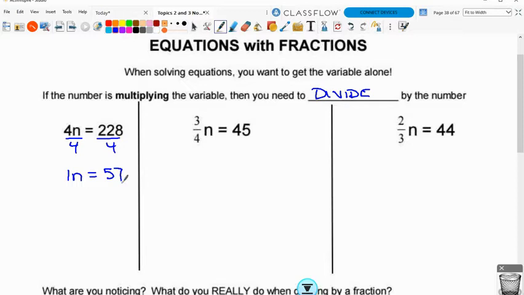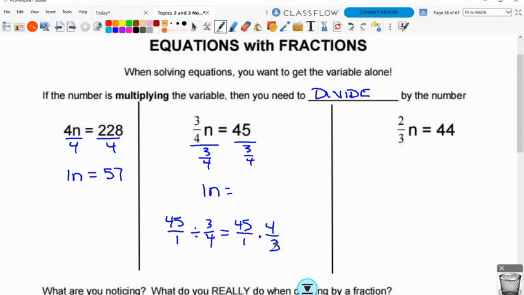In our middle example, 3/4 n equals 45. 3/4 is multiplying n, so in order to get n all by itself, I'm going to have to divide by 3/4. And if I do that on the left, I'm going to do the same thing on the right. On the left-hand side, 3/4 divided by 3/4 is 1, so this is just 1n. To do 45 divided by 3/4, I'm going to make 45 a fraction. Remember, dividing by 3/4 is the same as multiplying by the reciprocal. So we would do 45 over 1 times 4 over 3.